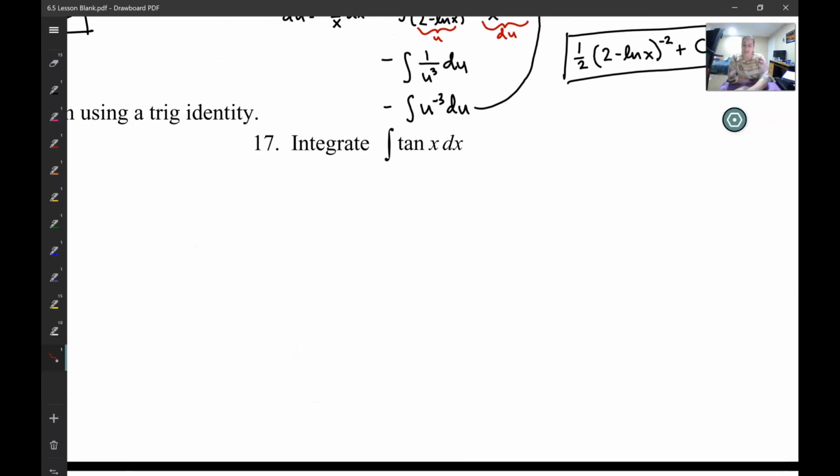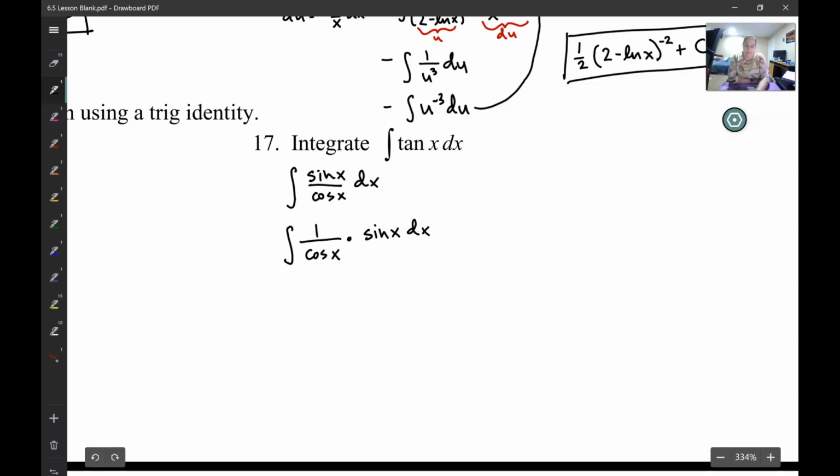Now let's try 17. We're going to do the same process. Let's start by rewriting it and then rearranging it. And then we're going to make cosine our u. Now, I want you to try and finish this one from there. So try this out and then come back and check how you did.